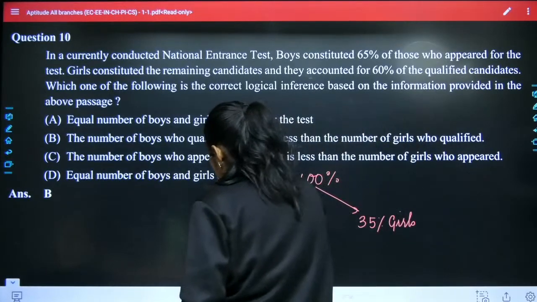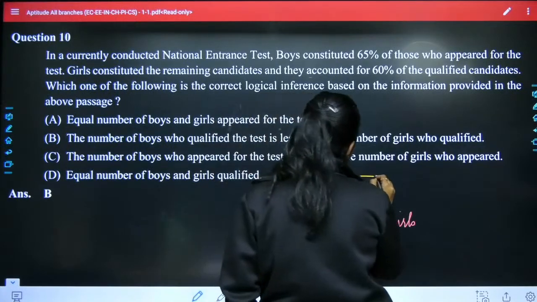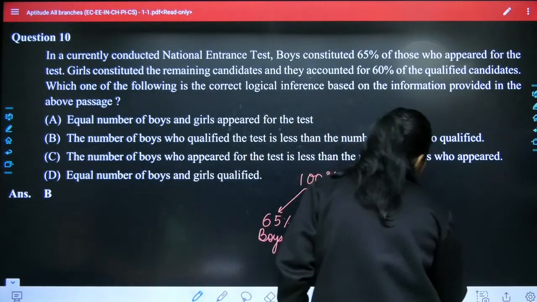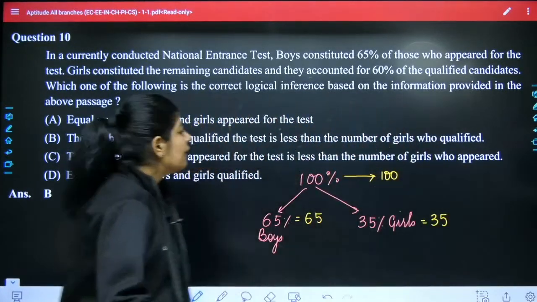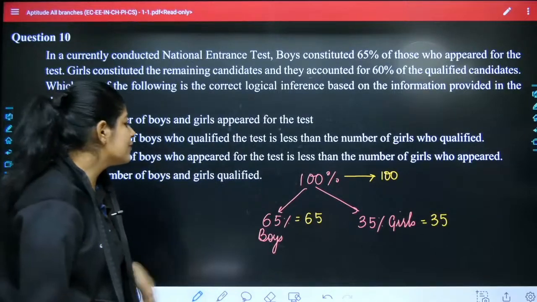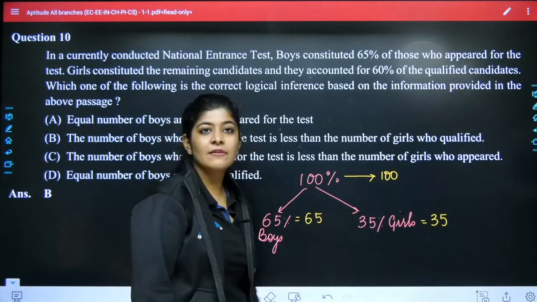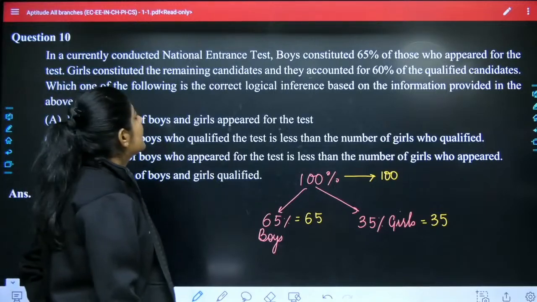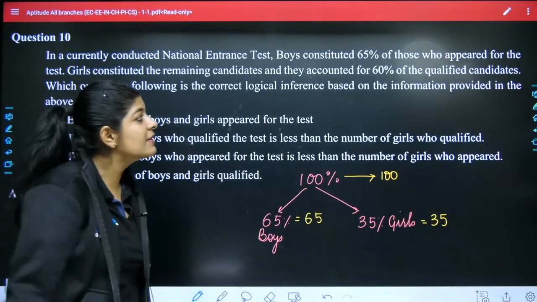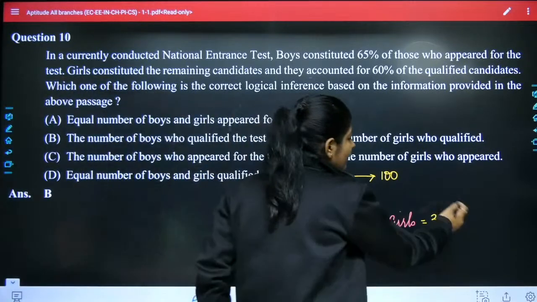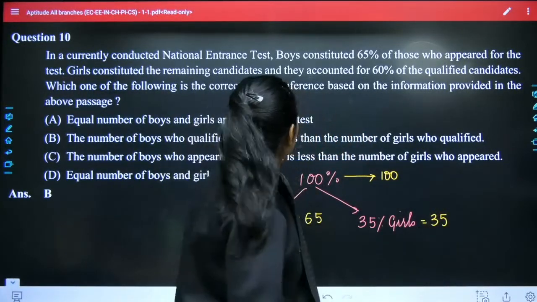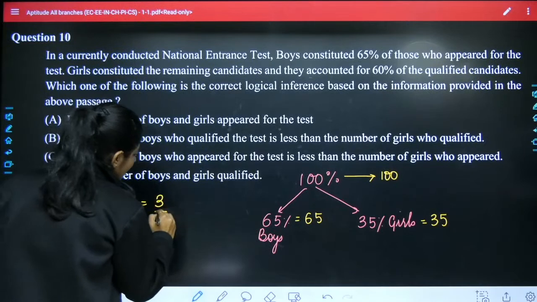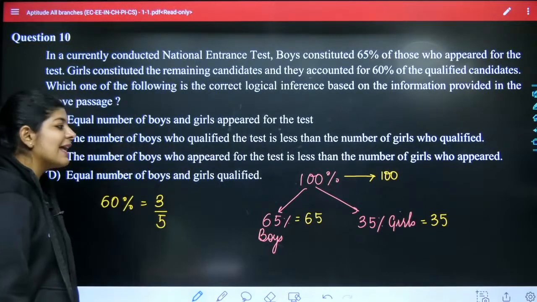Or we can take an example, 100% equal to 100. That means 65 boys and 35 girls, right? So in the next line, it is given that girls constituted the remaining candidates and they accounted for 60% of the qualified candidates. So we can write 60% as 3 by 5.